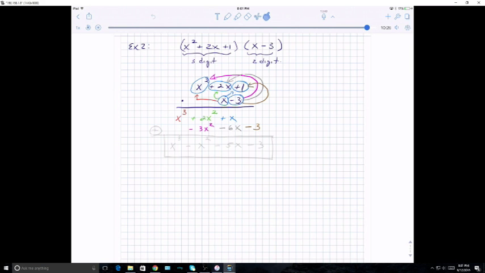And then all we have to do is combine all of these terms. So this looks like it gives us x cubed. We have more negatives than positives, so that looks like negative x squared minus 5x minus 3.